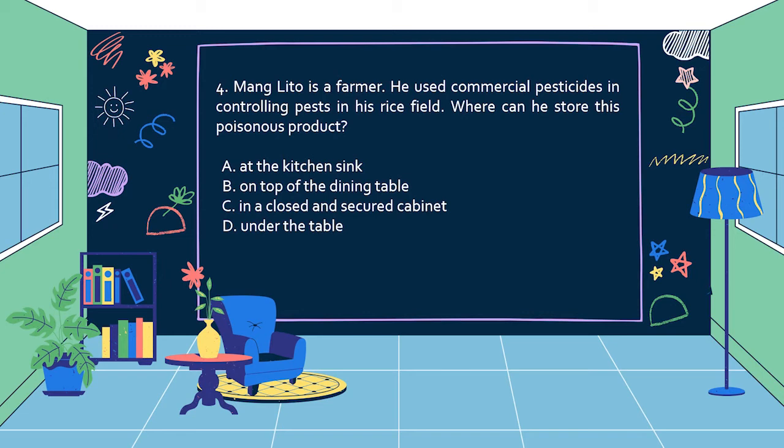Again, Manglito is a farmer. He used commercial pesticides in controlling pests in his rice field. Where can he store this poisonous product? A. At the kitchen sink. B. On top of the dining table. C. In a closed and secured cabinet. Letter D. Under the table. And your answer?